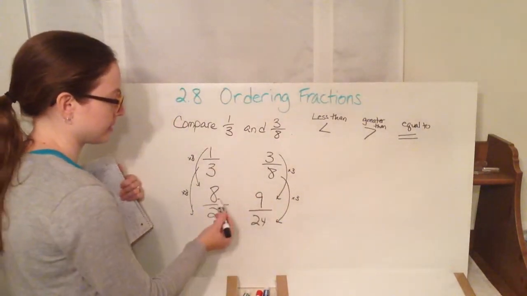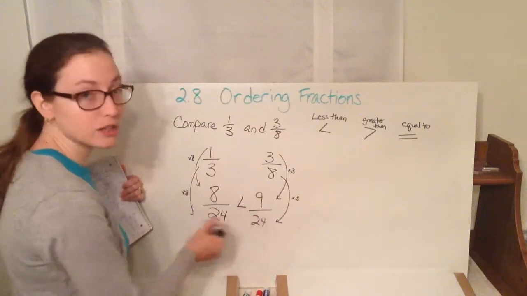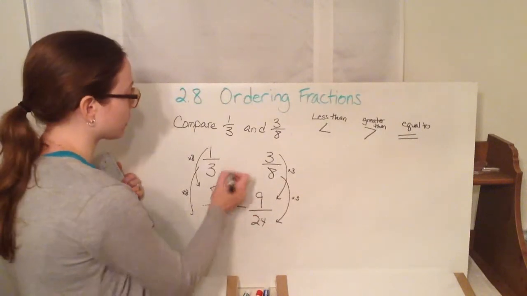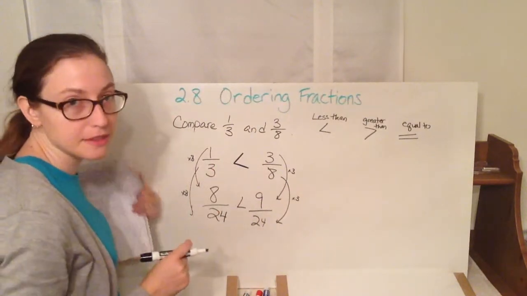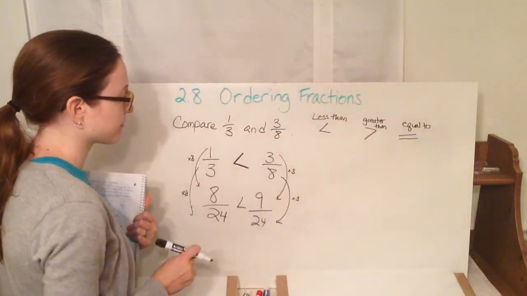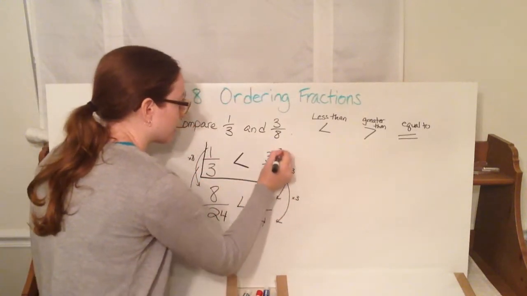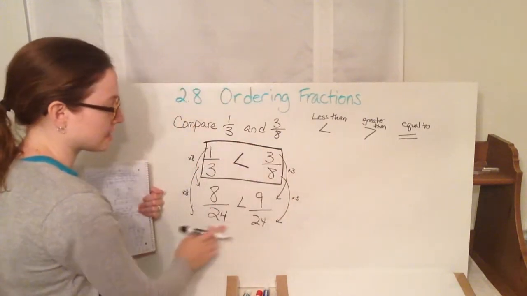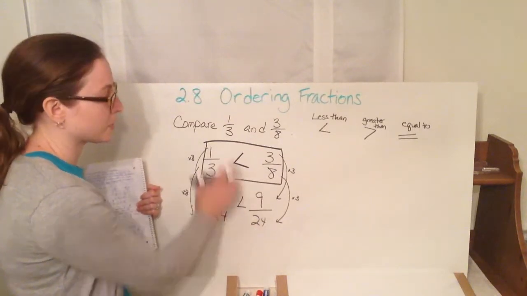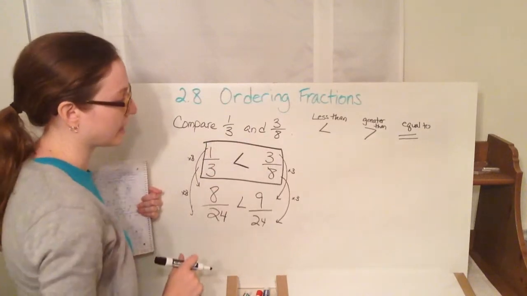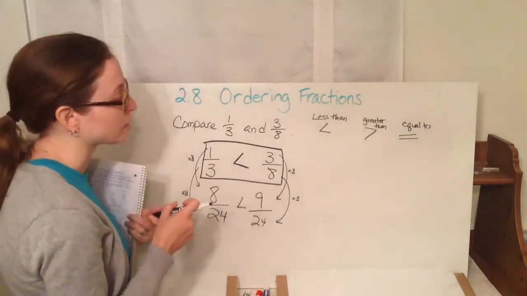Now it's apparent 8/24ths is less than 9/24ths, and therefore 1/3 is less than 3/8. Okay? So this would be the actual answer that we would want. It's nice to be able to use this, but they're not asking us about 8/24ths and 9/24ths. They're asking us about 1/3 and 3/8. So this would be the answer that you would respond to that question with.